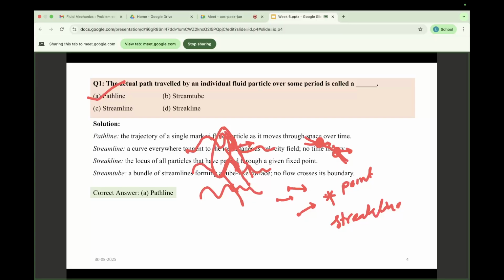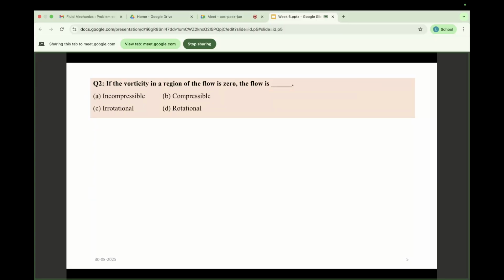Okay, so I'm moving to the next one. In this next question, what is told? It is told that the vorticity in a region of the flow is 0. Given the vorticity is 0, you are asked what this flow is known as. Please try.